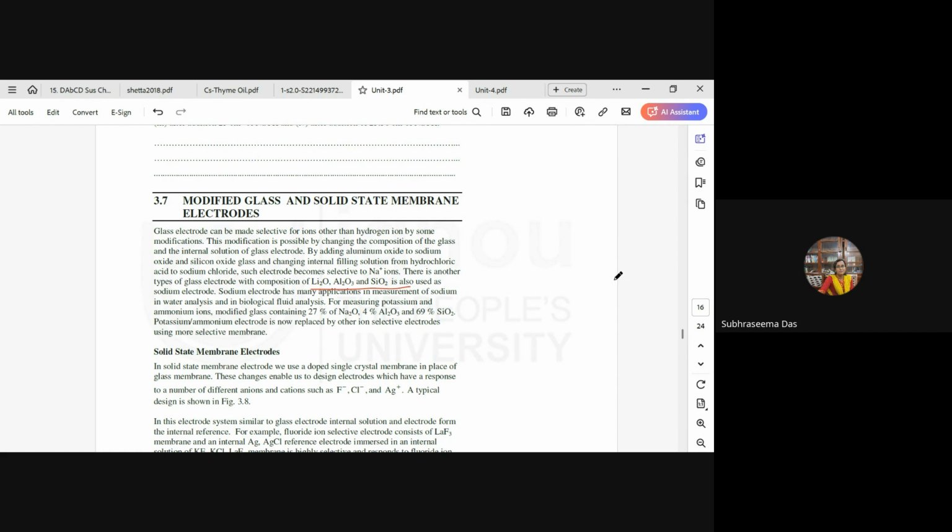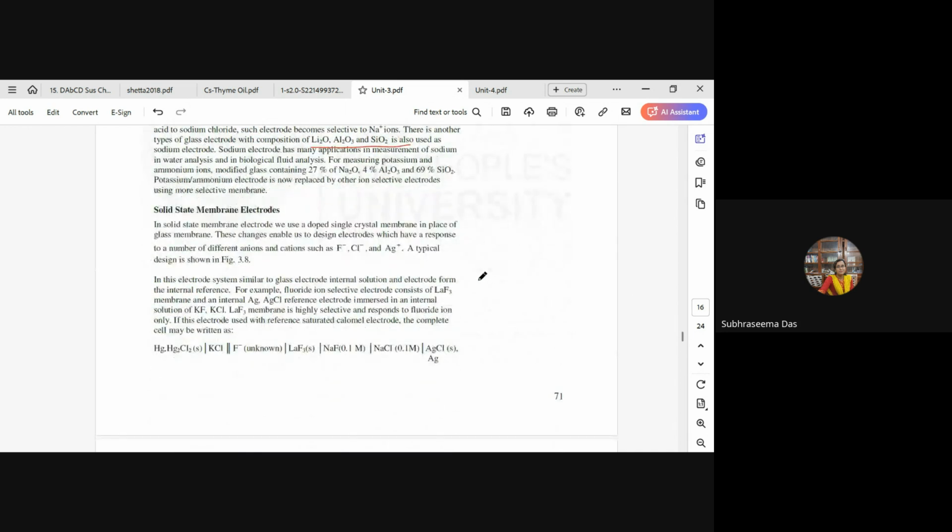So potassium or ammonium electrodes are also present. Then coming to solid state membrane electrodes. In a solid state membrane electrode, we use a doped single crystal membrane in place of a pure glass membrane. These changes have been made to make these electrodes sensitive to different types of cations and anions.